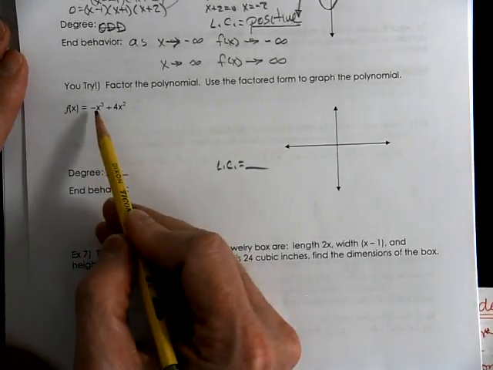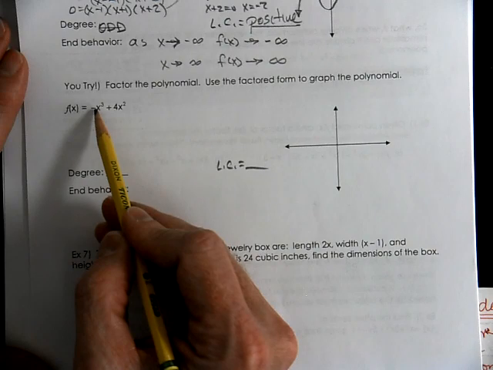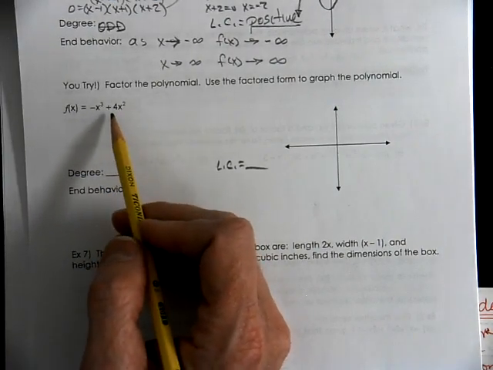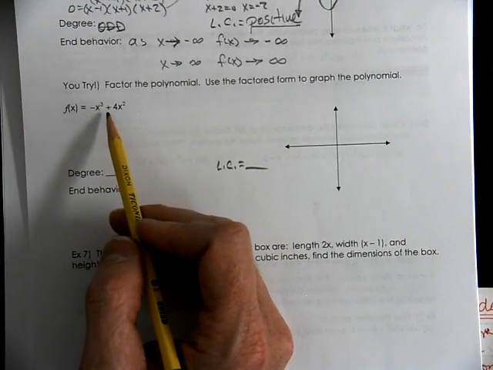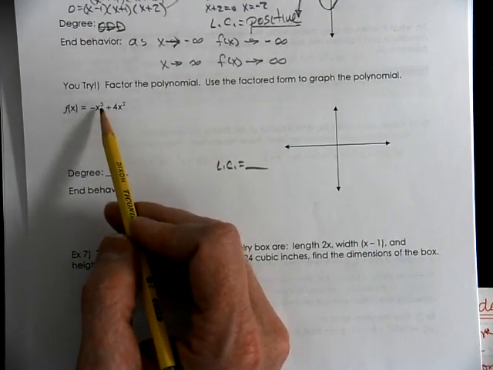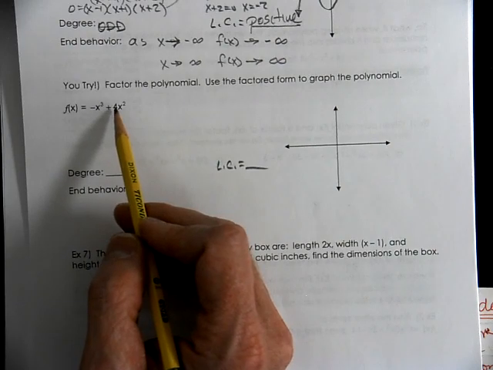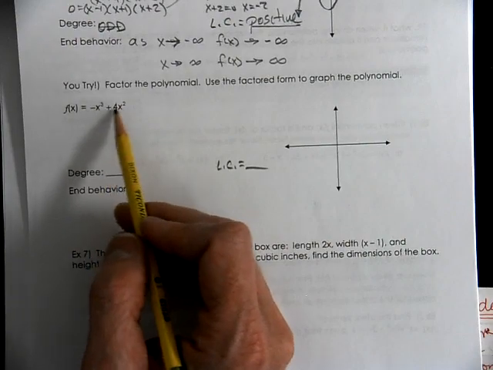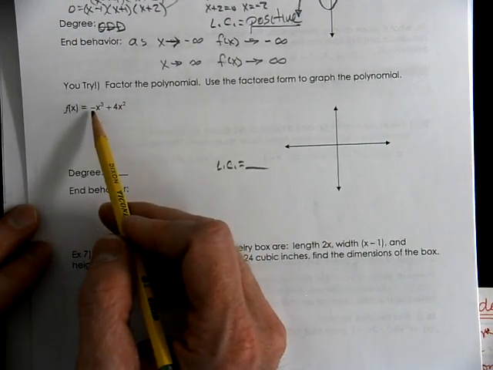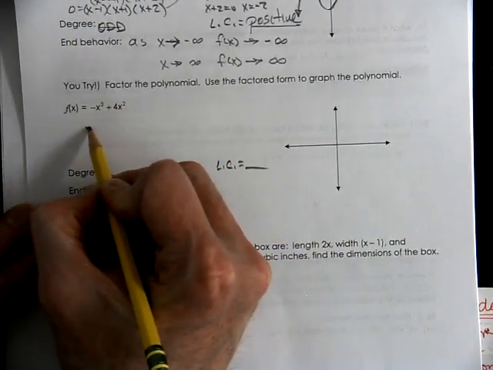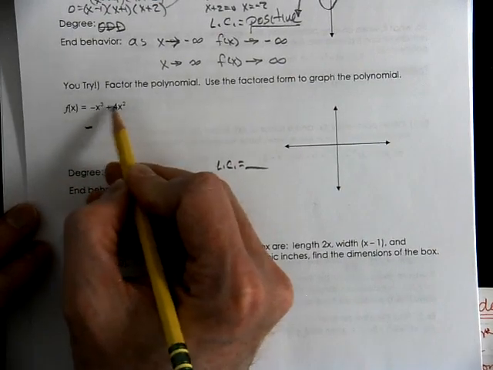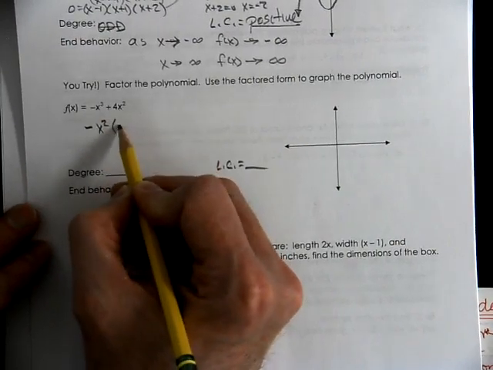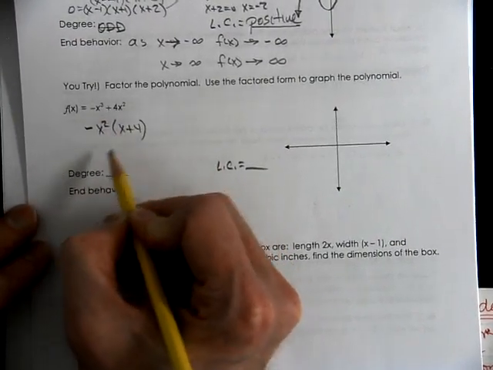So to start this one off, I notice that we have two terms. I see that this is not the difference of two squares. This is not the sum of two cubes. I can't take the cube root of 4. So it's not following those patterns. It does have a GCF. Because it's a leading coefficient that's negative, I'm going to pull out a negative. I'm going to pull out an x squared. That's going to leave me an x plus a 4.